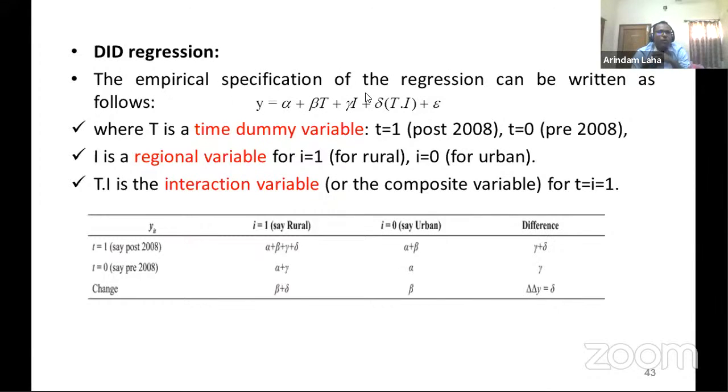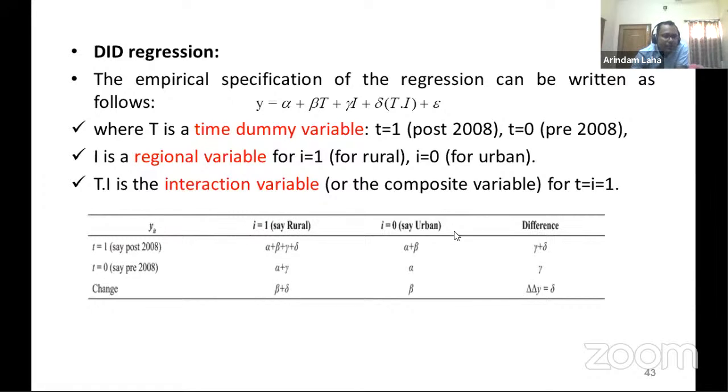Now, if it is so, then this is basically the difference in difference representation of the problem by using a bimatrix. Now here, pre 2008 is 1, post 2008 is 0.